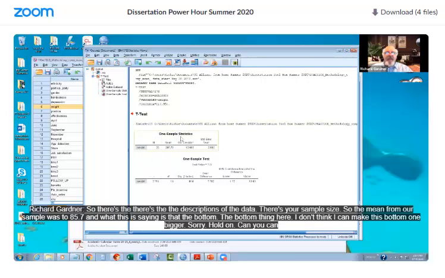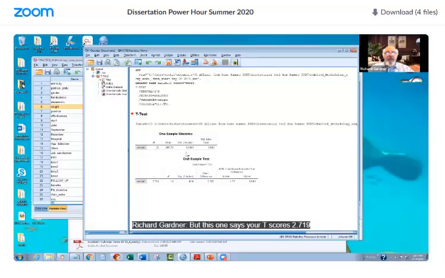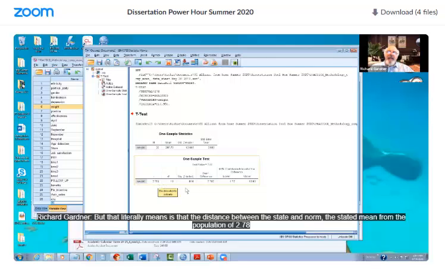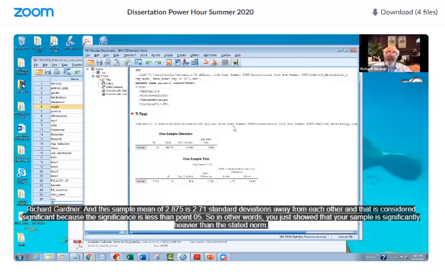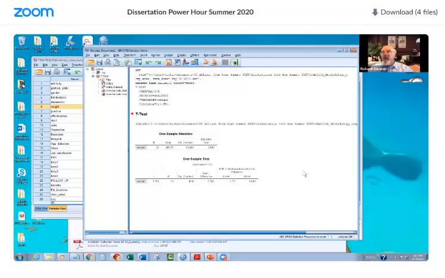So there's the descriptions of the data. There's your sample size. The mean from our sample was 285.7. I don't think I can make this bottom one bigger. Sorry, hold on. Let's see if I can. Nope, can't. But this one says your t-score is 2.719. What that literally means is that the distance between the stated mean from the population of 278 and this sample mean of 285.7 is 2.71 standard deviations, and that is considered significant because the significance is less than 0.05. So in other words, you just showed that your sample is significantly heavier than the stated norm. Simple. One-sample t-test.